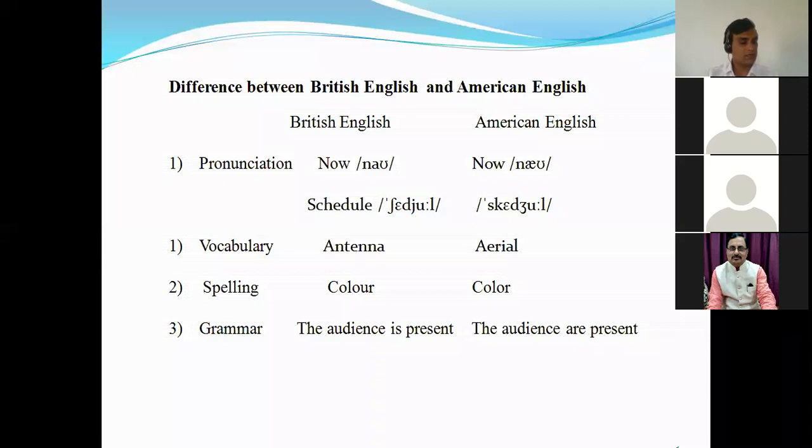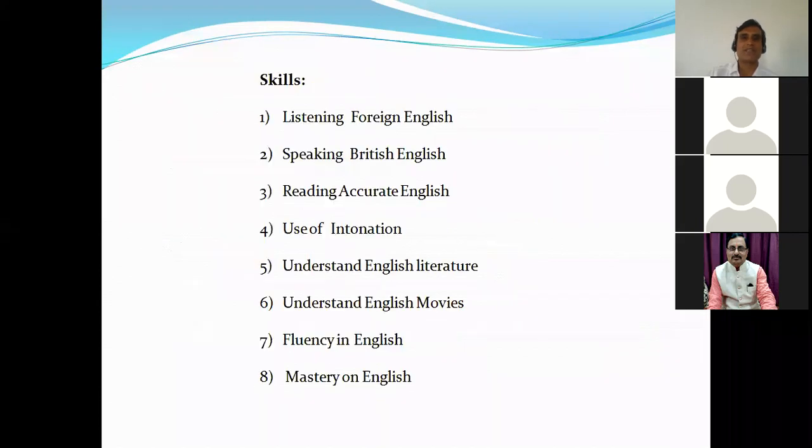The next is related to vocabulary. The British people say antenna, at the same time American people say aerial. And spelling differences are there. The British spell it C-O-L-O-U-R, and Americans spell it C-O-L-O-R, color. And in grammar also, British people say 'the audience is present', and Americans say 'the audience are present'. This depends on the notion of the speaker.